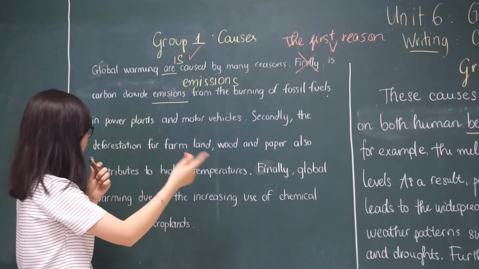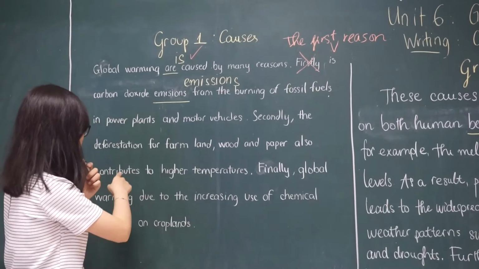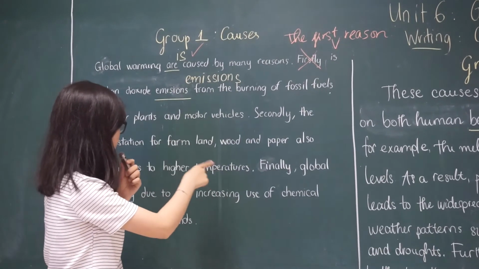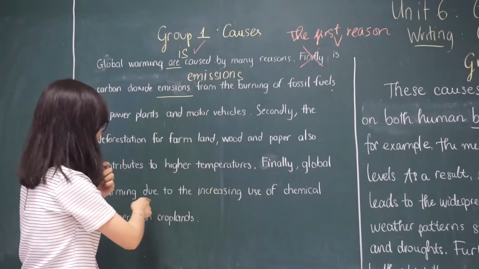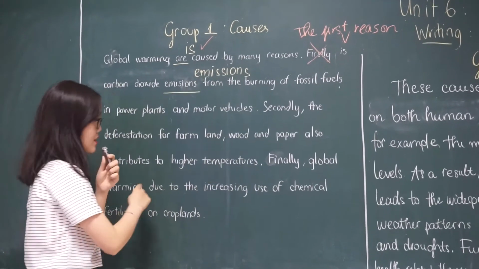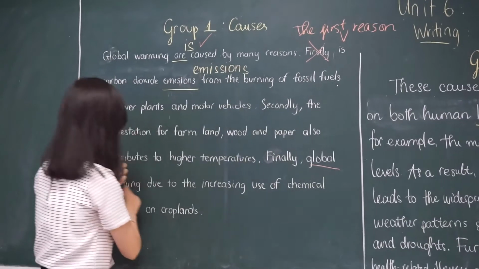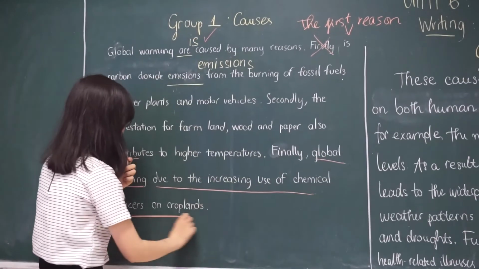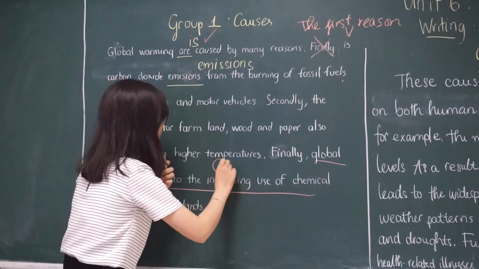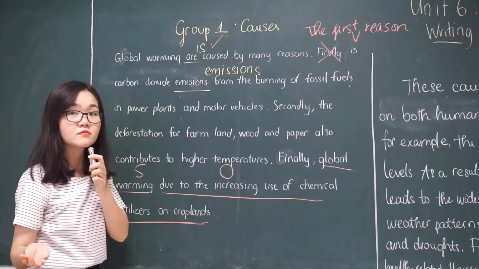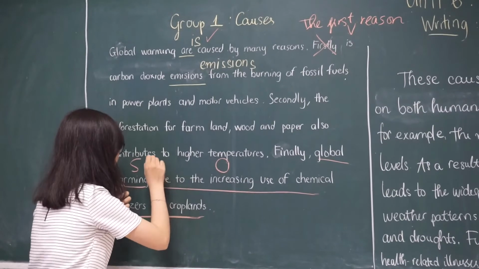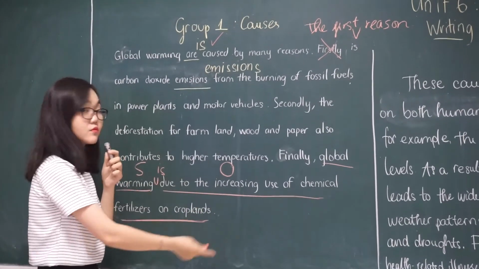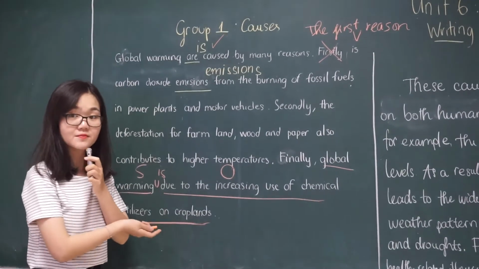Secondly, yes, that's good. Contributes to higher temperature. Finally, global warming. Wow, you make a fragment sentence here. Global warming is the subject, right? And due to at the end of the sentence is the object. So where is the verb? So I suggest that you put the is here. Is due to. Is it clear, class?